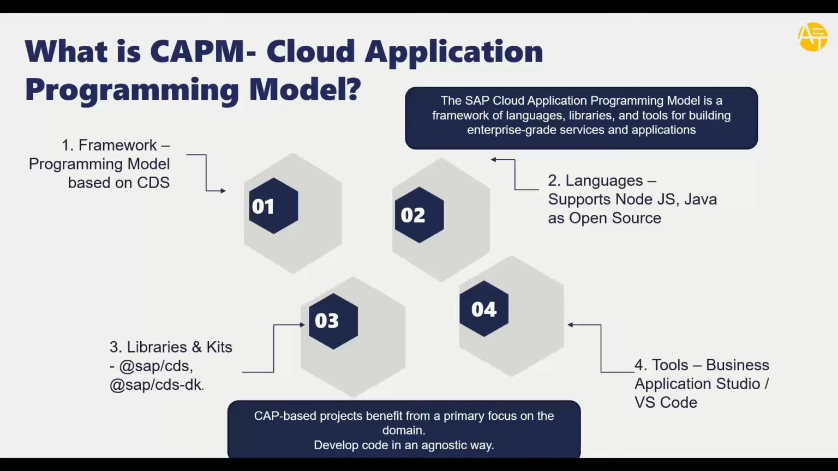So CAP-based projects benefit from a primary focus on the domain, developing code in an agnostic way. You do not need to worry that today you're using a Postgres database, tomorrow you want to switch your database to, let's say, SQLite, and the next day you want to switch your database to HANA. It will be super easy for you to port your application to any database at any given point of time without changing too much of the application or needing to redevelop your application again.